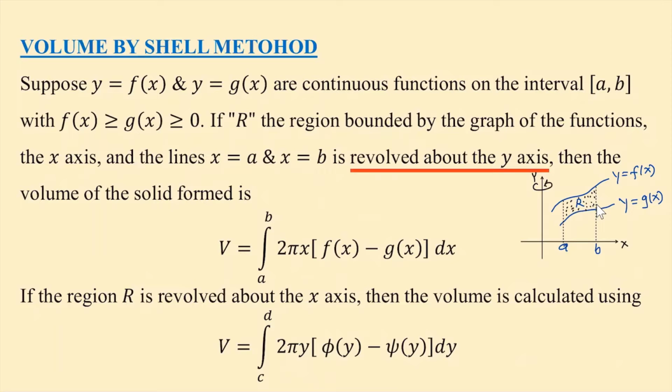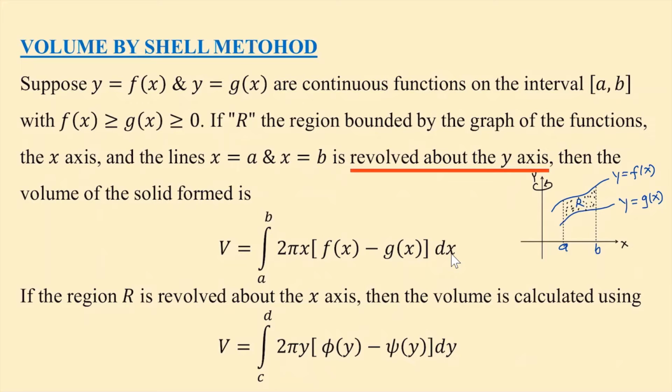Then the volume of the solid formed, according to cell method, is given by this formula. If we are revolving about the y-axis, then we integrate with respect to x. The volume is V equal to the integral from a to b of 2 pi x times f of x, which is the function far from the x-axis, minus g of x, which is the function closer to the x-axis. We are integrating this difference with respect to x.